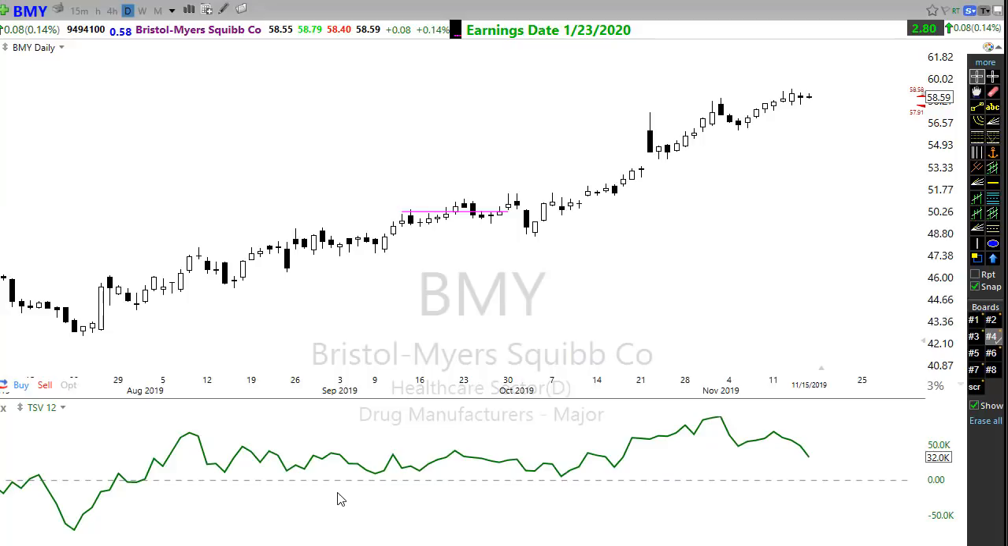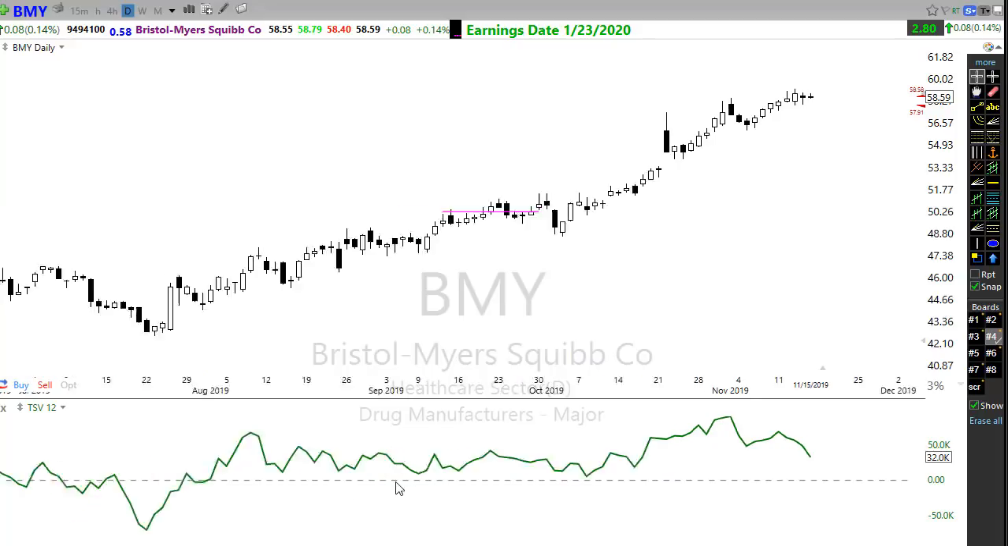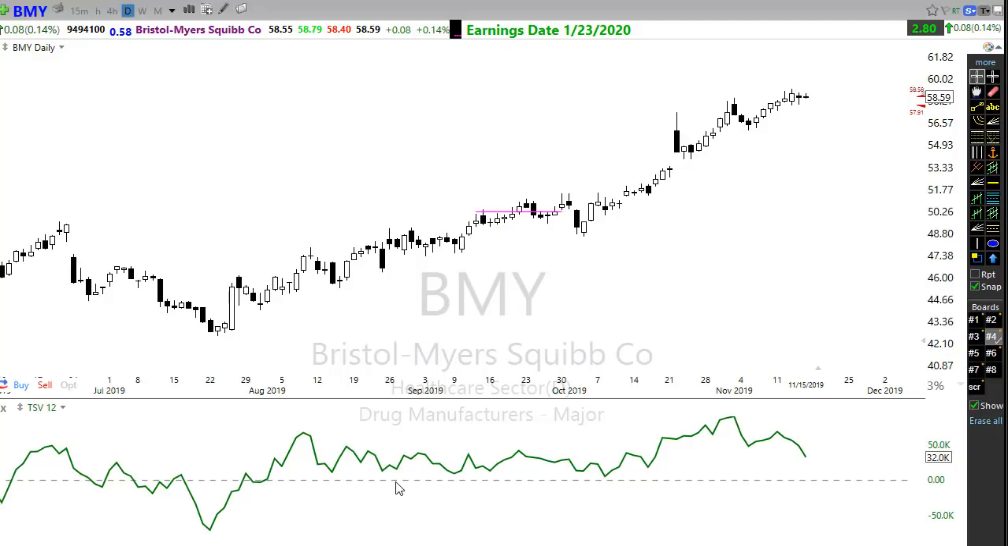So it was a method of trying to identify where those institutions, the big money, was going. If we can identify that, then we can have just a small tactical advantage in the market. If we can see those fingerprints of where they are, where they're moving around, how they might be shifting and adjusting in the market. Now, TSV can be done in a lot of different ways.